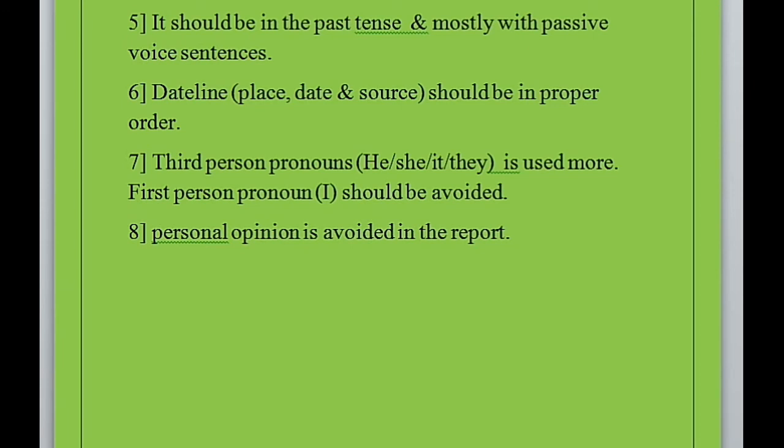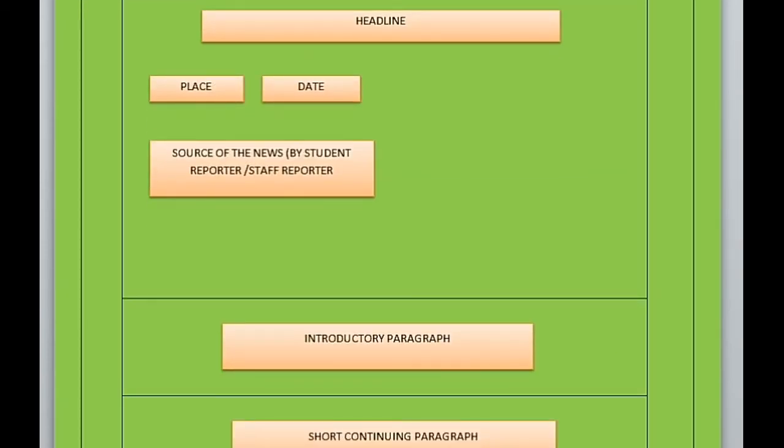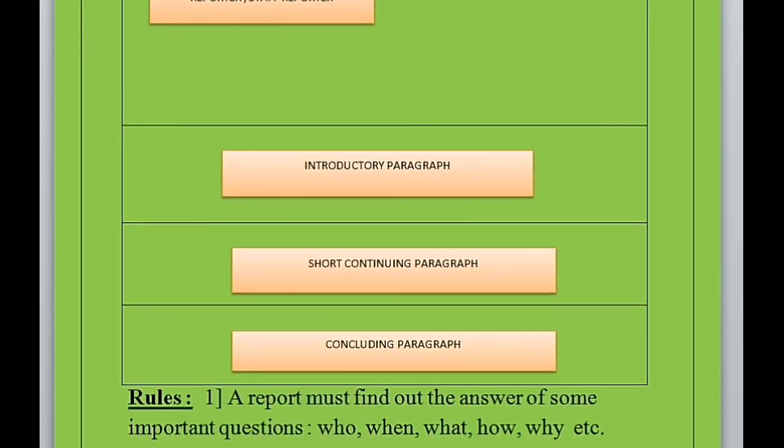At last, I am recapitulating one very important thing for you, the layout part. First the headline in the center. Below that, on the left side, first the place, then the date, then the source of the news. If it is a general report, by student reporter. If it is a news report, staff reporter. After that, the body of the report should have a minimum of three paragraphs, or four also, but not more than that, because we are not writing a story, it is a report. So we should take care about all these things.